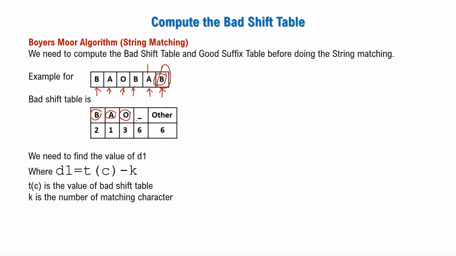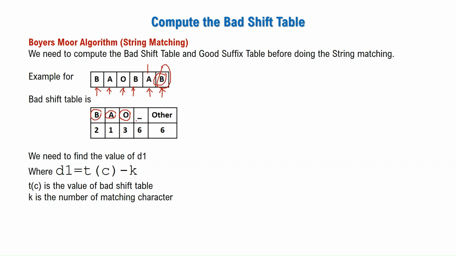Now we need to compute the D1 value. So what is the D1 value? D1 is nothing but the shift value. How is this D1 calculated? For that we have a formula. What does this formula say? D1 is equal to T of C minus K. T of C is nothing but the value from the bad shift table.